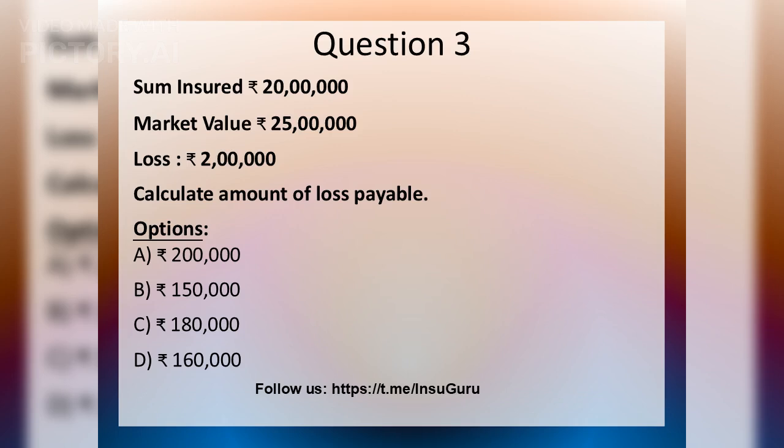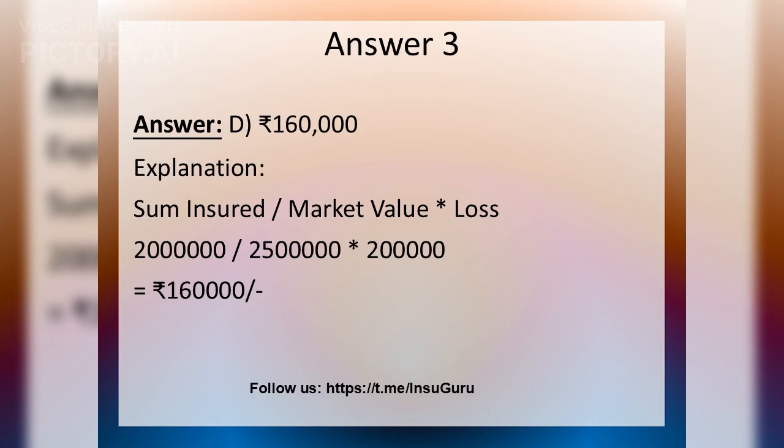In this question, we need to calculate the amount of loss payable given sum insured Rs 20,00,000, market value Rs 25,00,000, loss Rs 2,00,000. Calculate amount of loss payable. Let's find the correct option. The answer is option D, 160,000 rupees. By using the formula sum insured divided by market value multiplied by loss, we get 160,000 rupees.